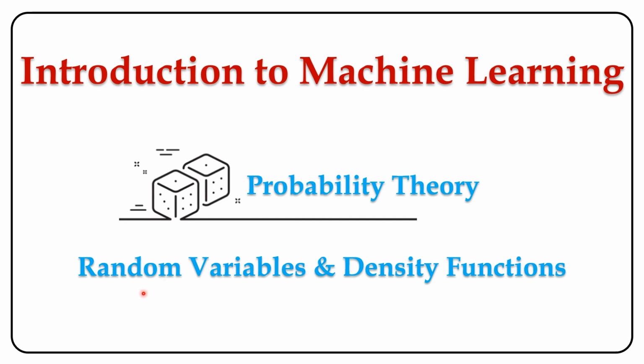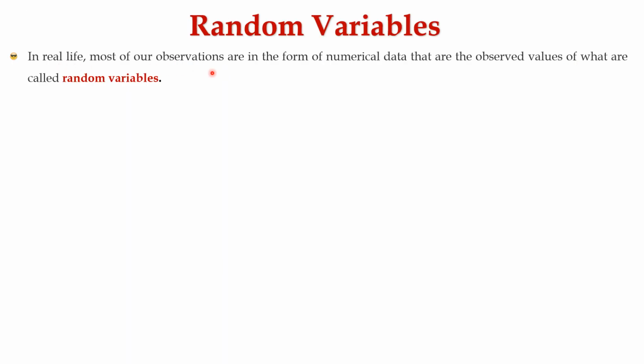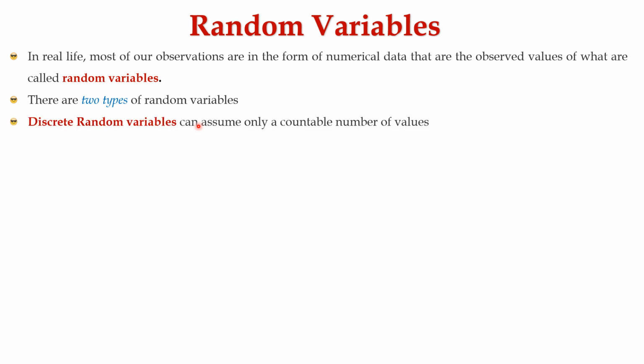In this session, let's learn about random variables and density functions. In real life, most of our observations are in the form of numerical data. Those observed values are called random variables. There are two types of random variables. First comes the discrete random variable. This can assume only a countable number of values.